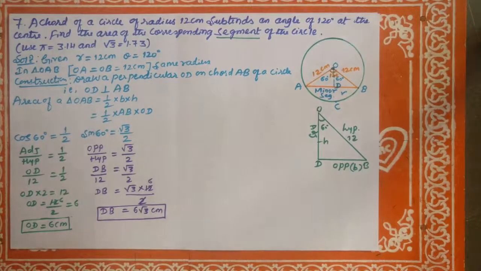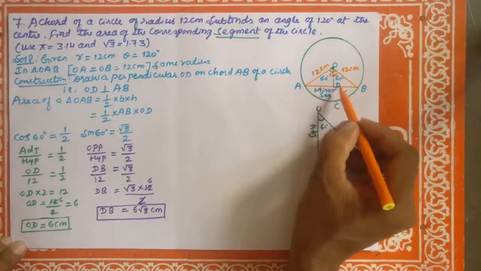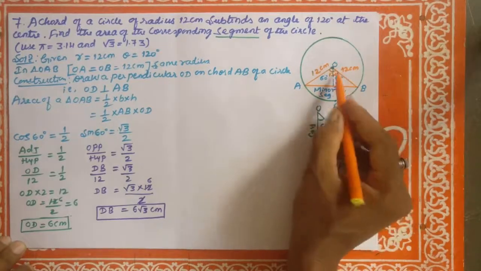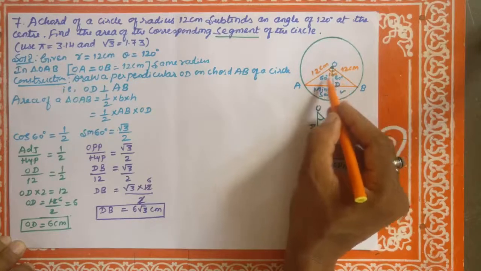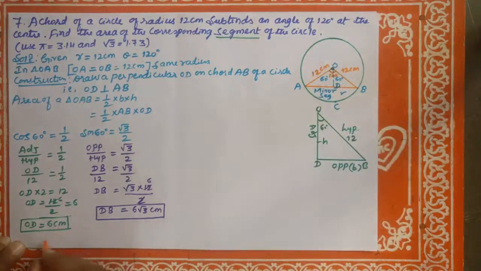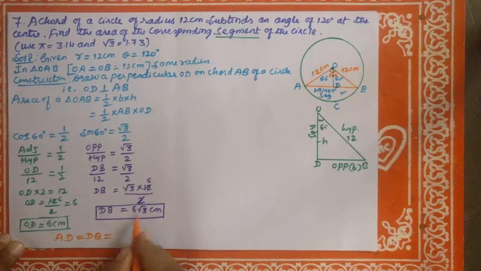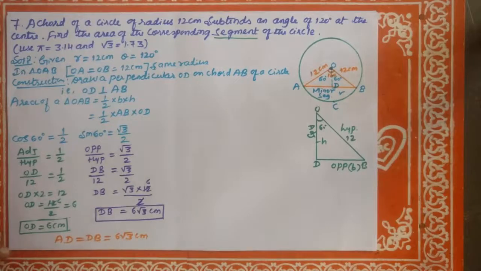Now, here AD is equal to BD because OD is perpendicular to AB. OD bisects AB. Here AD is equal to DB, which is equal to how much centimeter now? 6 root 3 centimeter.